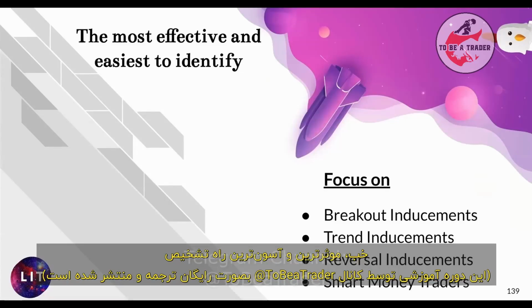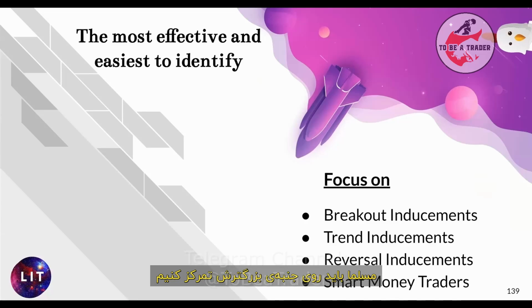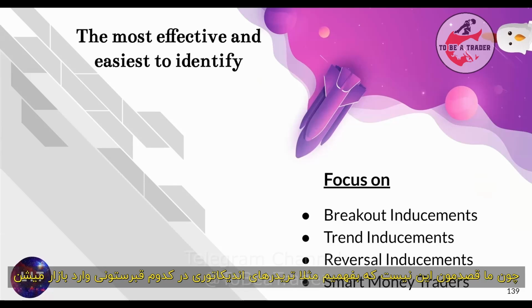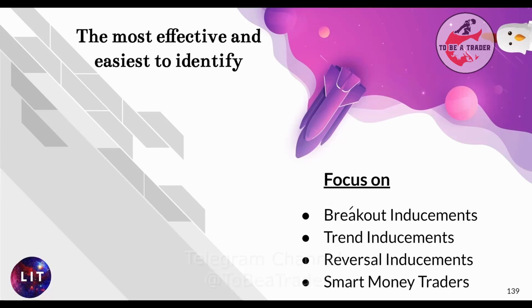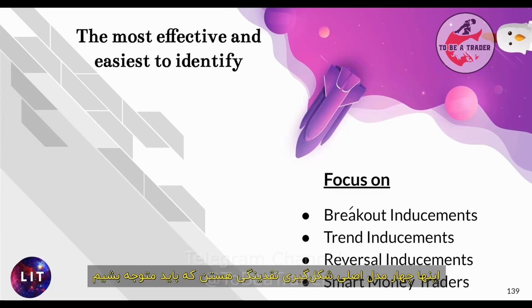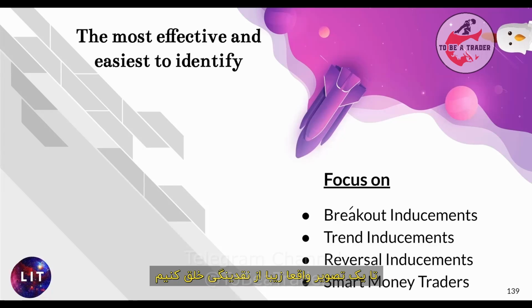So the most effective and easiest to identify, we need to focus obviously on the bigger aspect of it, because we don't want to know where an indicator trader is entering the market, because we go crazy. So we just focus on the breakout inducements, the trend inducements, the reversal inducements, and also the smart money inducements. Those are the 4 major builds of liquidity we need to understand in order to make a really pretty picture out of liquidity.